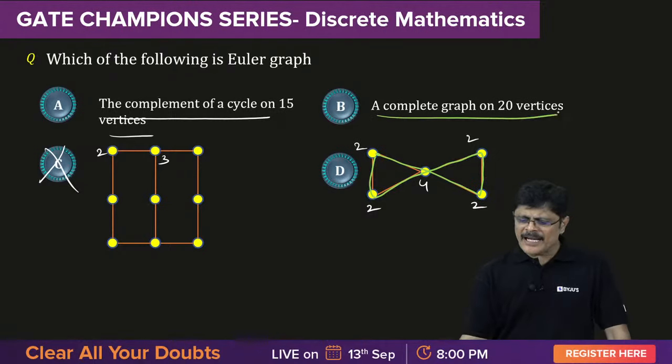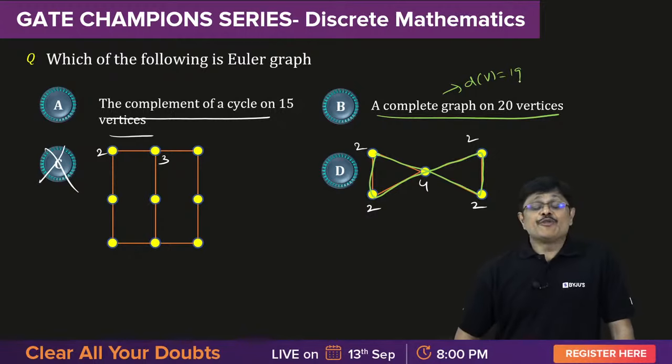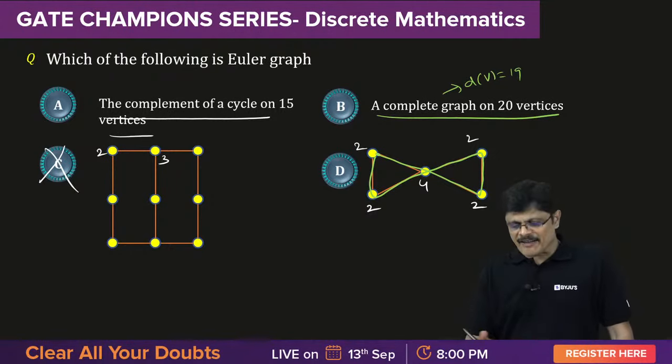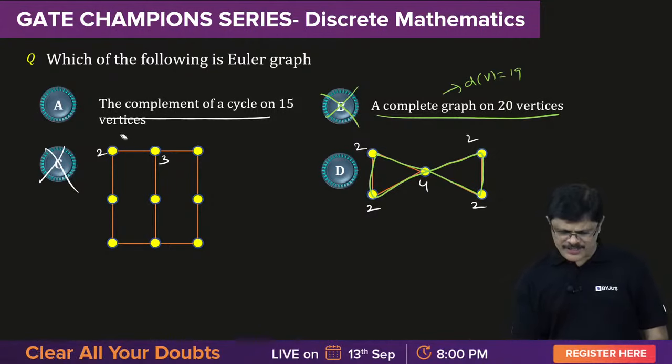But in the complete graph on 20 vertices, the degree of each vertex is 19. If the degree of each vertex is even, then it is an Euler graph. But here it is not Euler because the degree of each vertex is odd. How can it be an Euler graph? So that is wrong. Is that clear? Next comes option A.